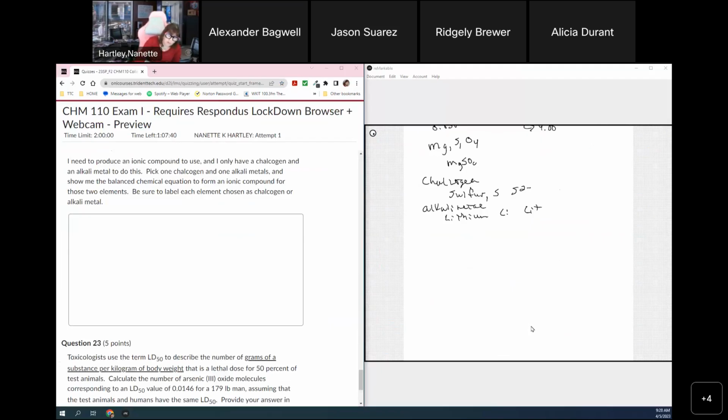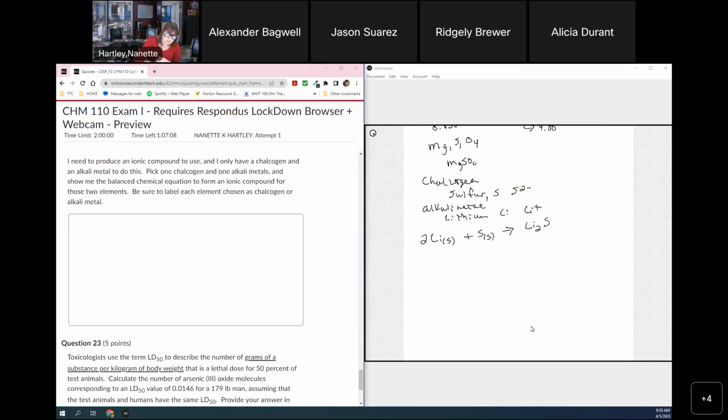So when I write that equation, it's going to be Li solid plus S solid. I don't need to include the states, but I have that. And then I'm going to have Li, and I need the subscript to be the same as this charge, Li2S. And so I need to have 2 Li's out in front to make that work. That was the purpose in asking you to do this, because one of these is a +1, the other one is a -2. So let's make sure that we get our formulas correct and then balance that equation.